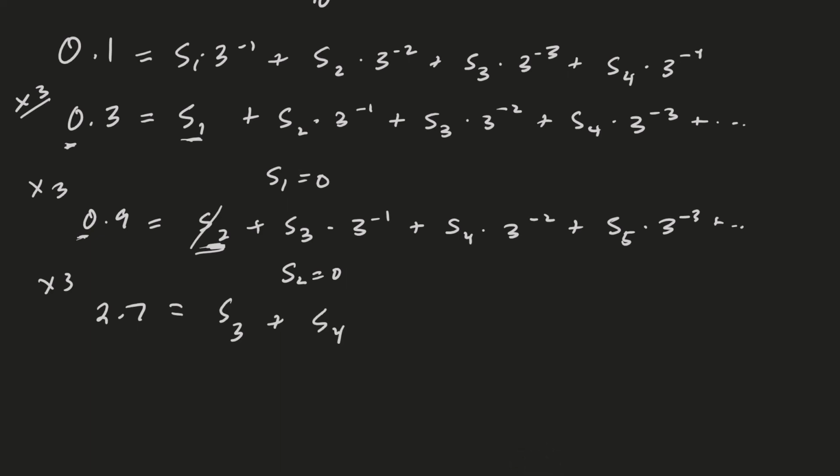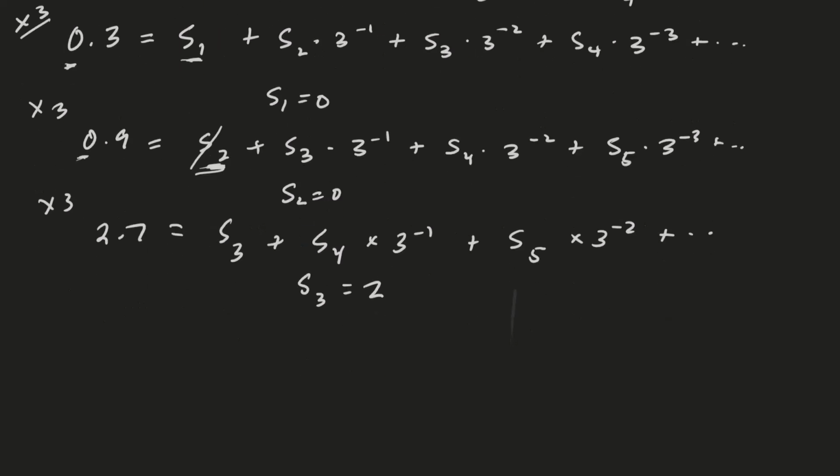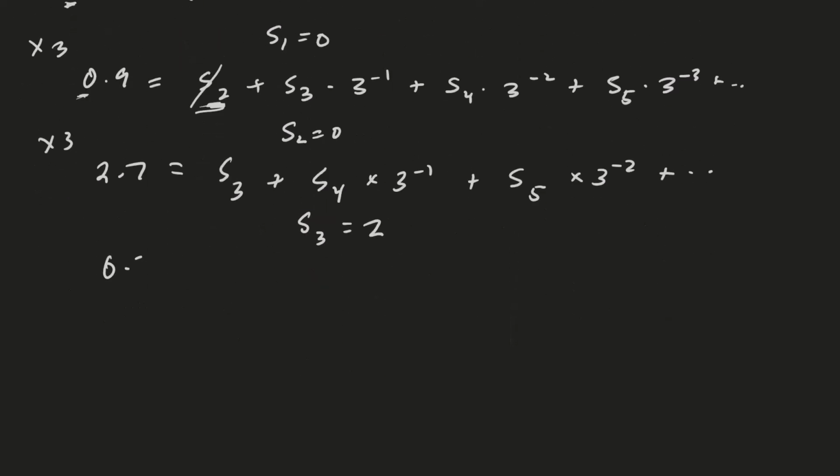S sub 4. We're going to get a shortcut for this. Times 3 to the minus 1 plus S sub 5 times 3 to the minus 2 plus... Okay, there we go. And now S sub 3 is equal to 2. Subtract 2 from both sides, and you get 0.7 is equal to S sub 4 times 3 to the minus 1 plus S sub 5 times 3 to the minus 2, and so on.